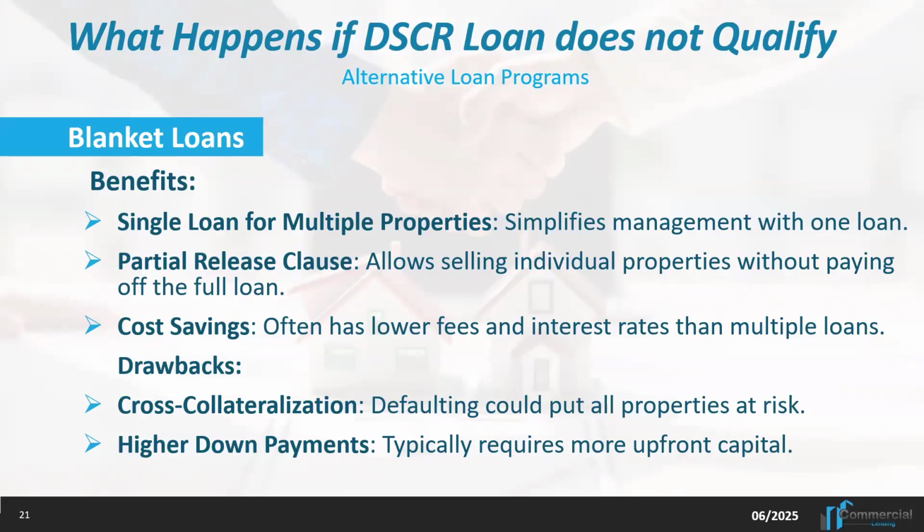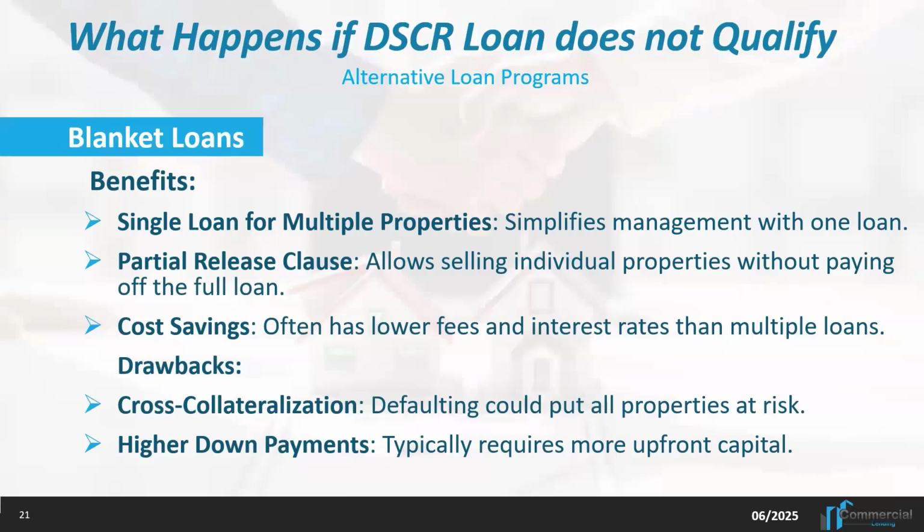There is flexibility. A partial release clause allows for the sale of individual properties without settling the entire loan. Let's say there are 6 properties and an individual property needs to be sold. That can be sold without paying off the entire loan. And this is cost efficient because there are lower fees and interest rates compared to separate loans.